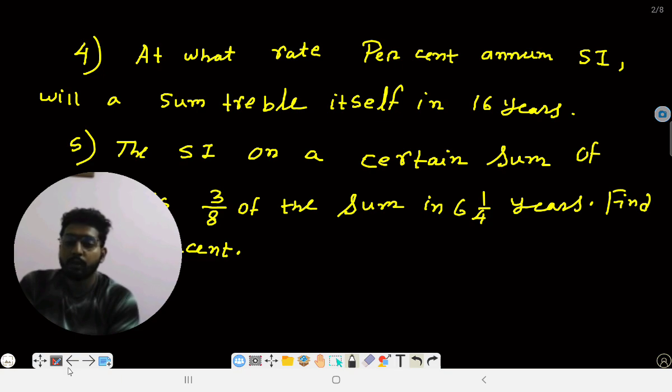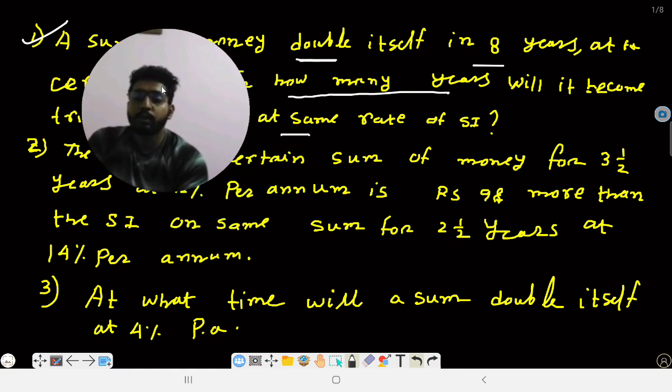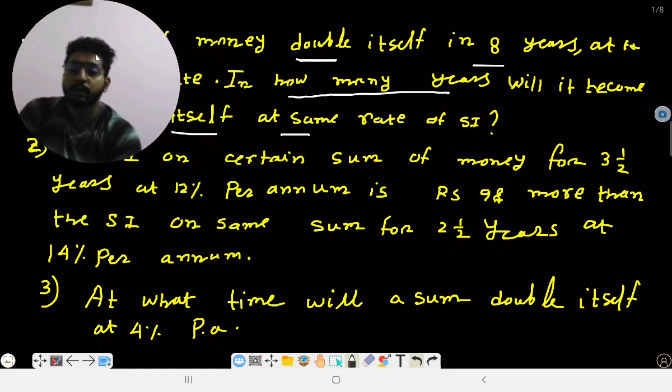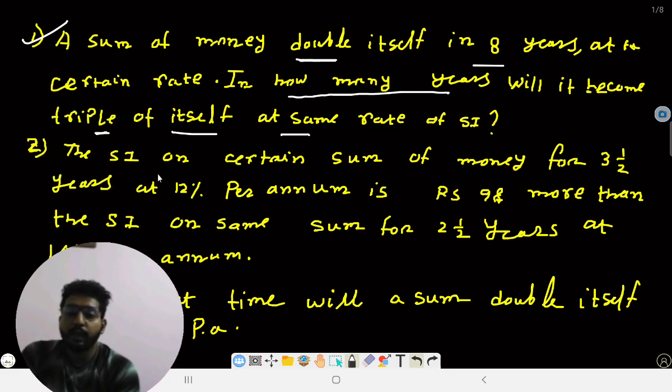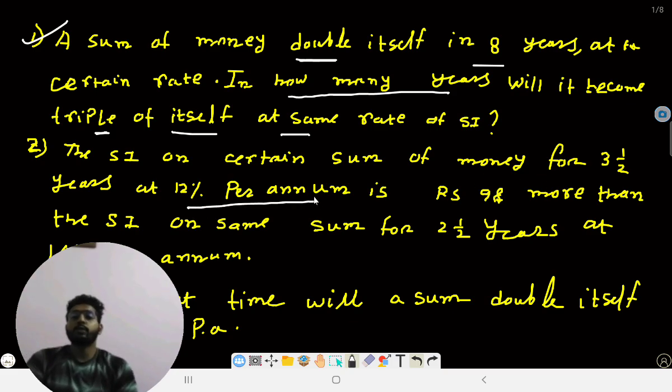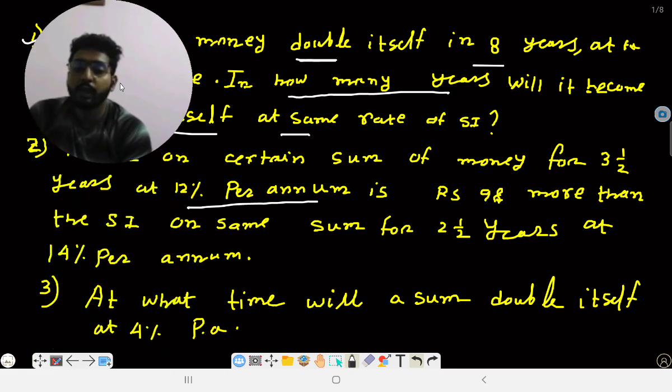So question number 1 is done. Now we'll practice question number 2. In question number 2 it is given the SI on a certain sum of money for 3.5 years at 12% per annum. First, we don't know how much money there is, for 3.5 years at 12%.